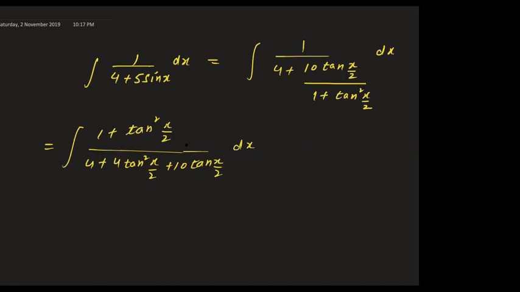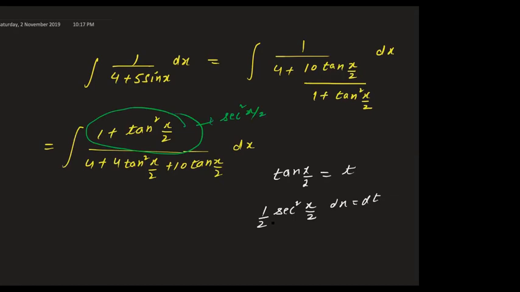तो अब देखो ये 1 plus tan square x by 2 is nothing but sec square x by 2. तो ये जो पूरी कहानी है, this is entirely nothing but sec square x by 2. So now what we'll do is we'll put tan x by 2 as equal to t. So this will be nothing but sec square x by 2, right? And half will come, dx equals dt. So finally this is nothing but sec square x by 2 dx equals 2 dt. And finally we will have 4 plus 4t square plus 10t.